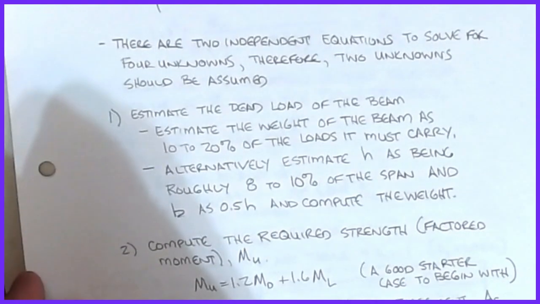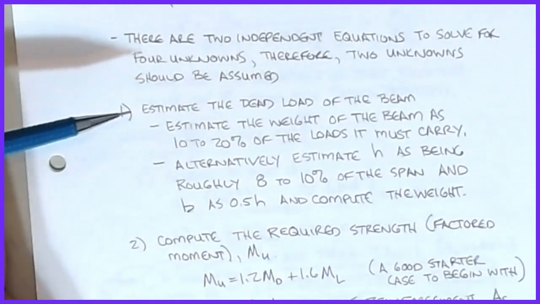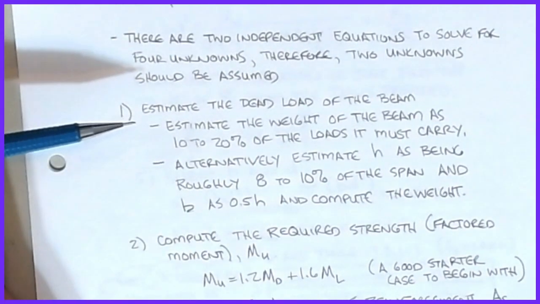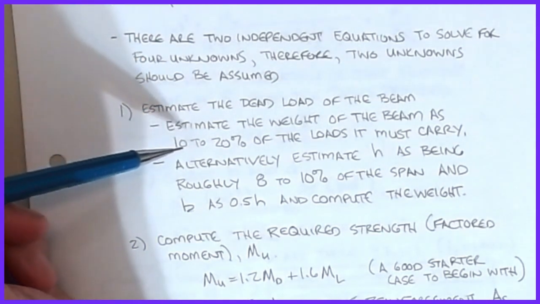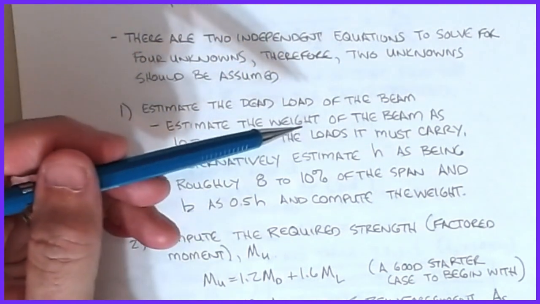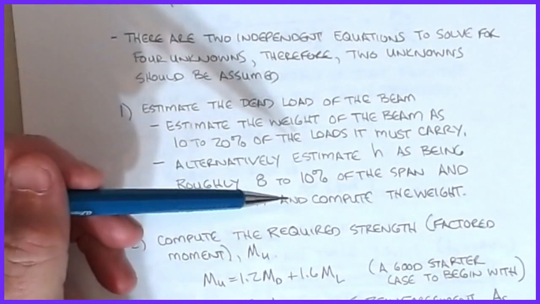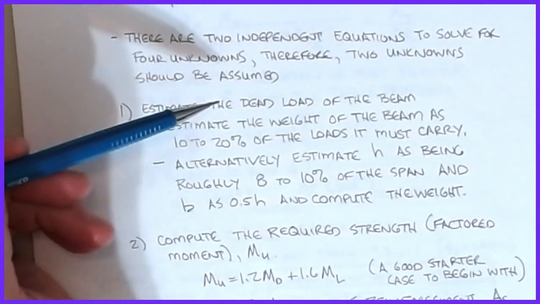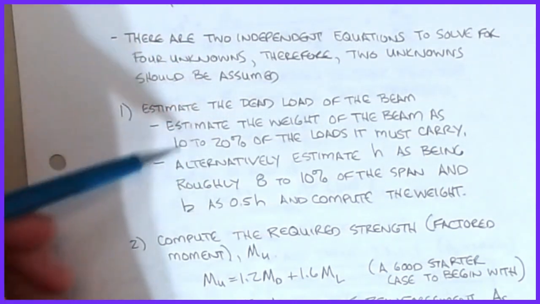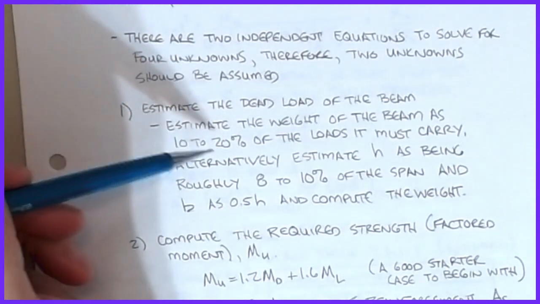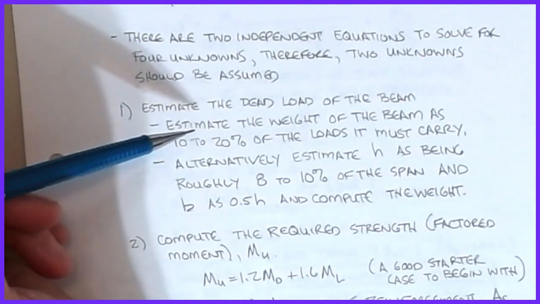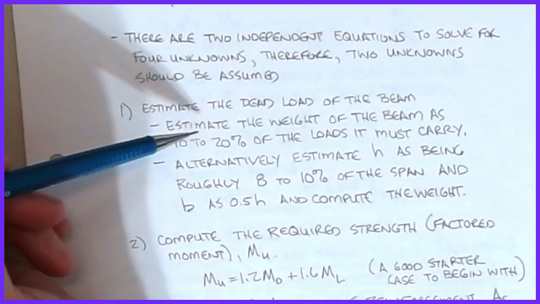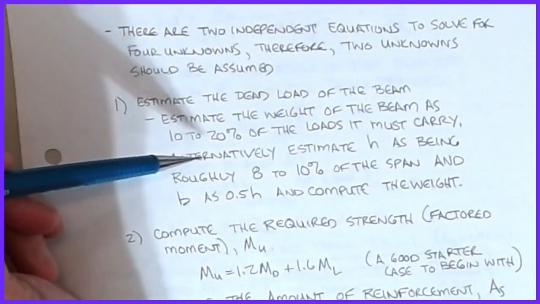Okay, so what we're going to do, similar to last time, is I'm going to show you what it is that we're going to check. We're going to estimate the dead load of the beam again, and we can do this one of two ways. I can estimate the weight of the beam as being 10 to 20% of the load that it must carry. So I can take whatever I know is my applied load and add another 10% or another 20%. It depends. This is a rough guess, really, where I artificially inflate the applied moment to account for the weight of the member itself and the stresses that its self-weight will impose.